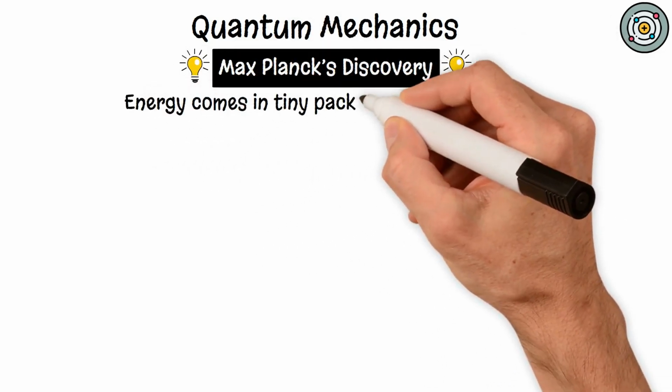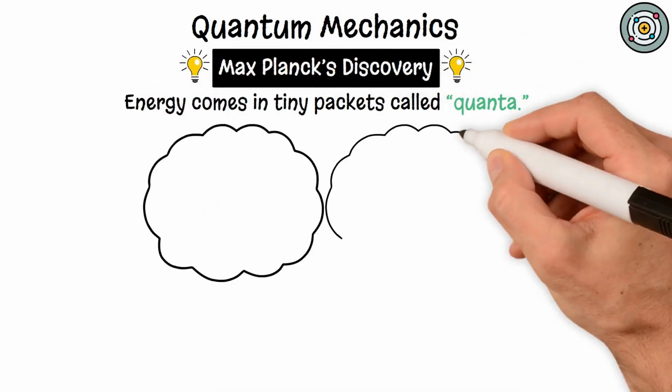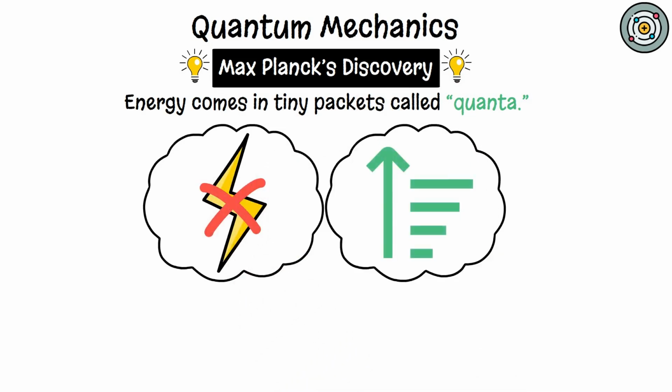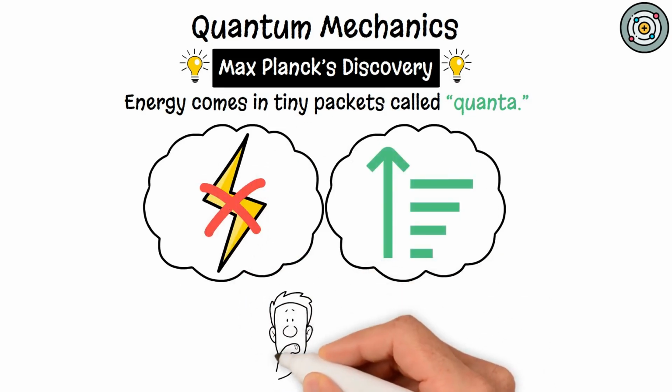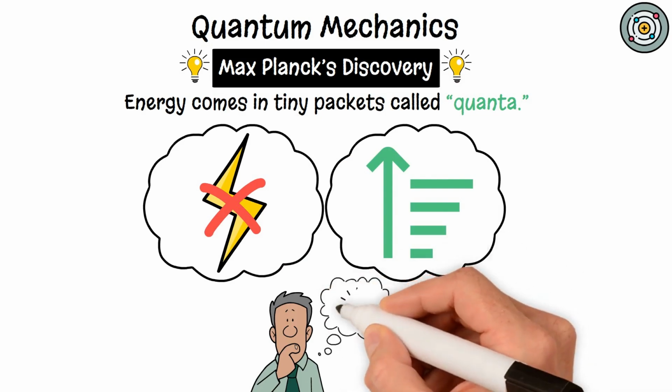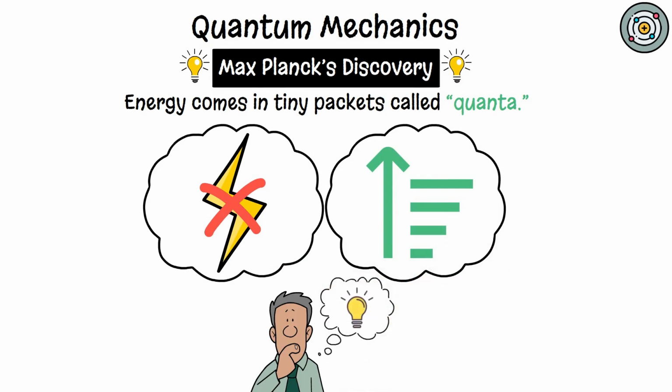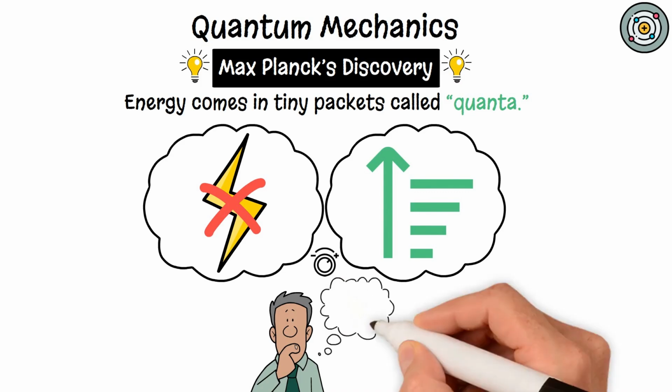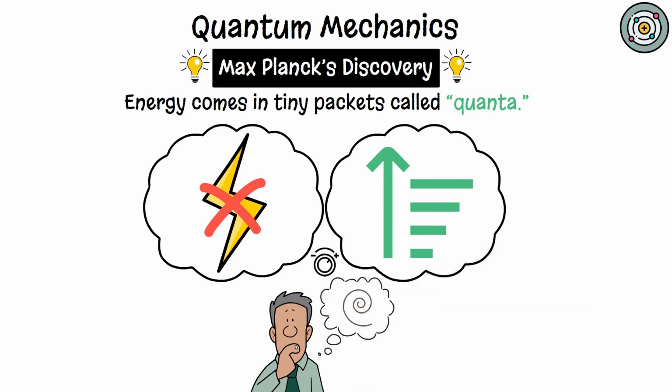Max Planck's discovery. Energy comes in tiny packets called quanta. This means energy is not continuous but exists in specific amounts. For example, imagine you have a light bulb that you can dim or brighten. As you adjust the knob, the light changes intensity smoothly, which might suggest that the energy is changing continuously.